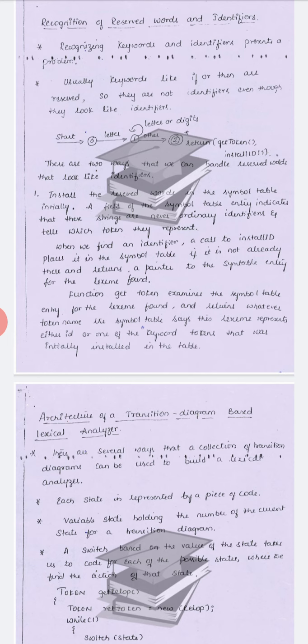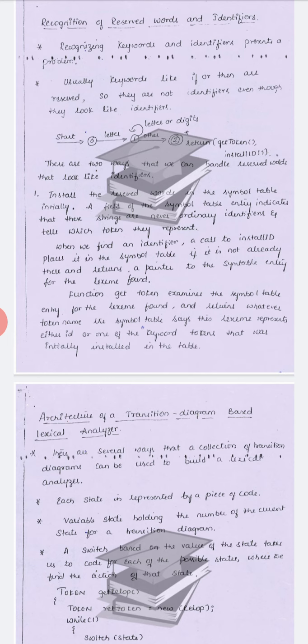Install the reserved words in the symbol table initially. A field of the symbol table entry indicates that these strings are never ordinary identifiers and tells which token they represent. When we find an identifier, a call to installID places it in the symbol table if it is not already there, and returns a pointer to the symbol table entry for the lexeme found.